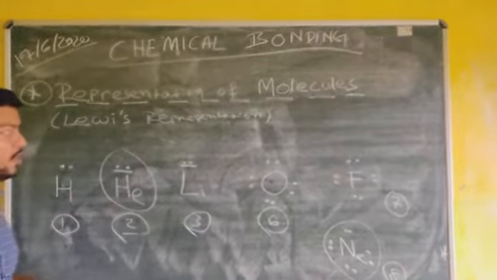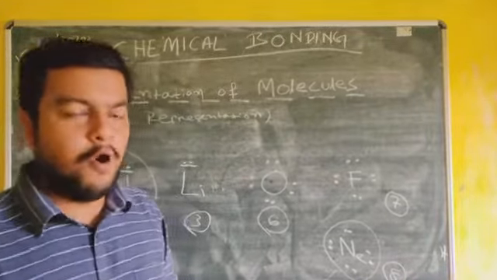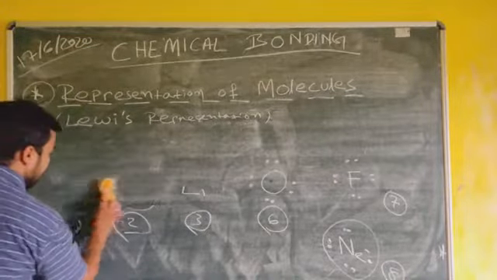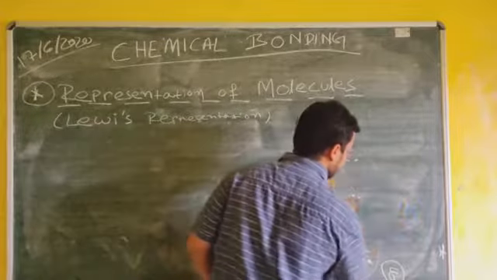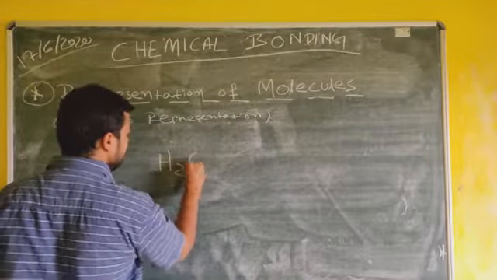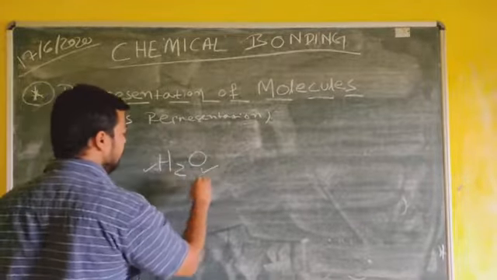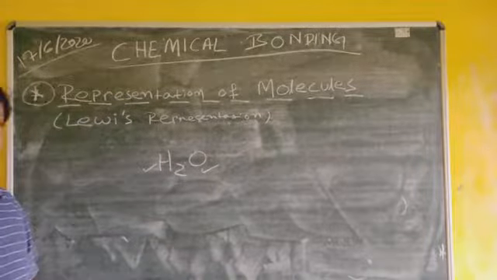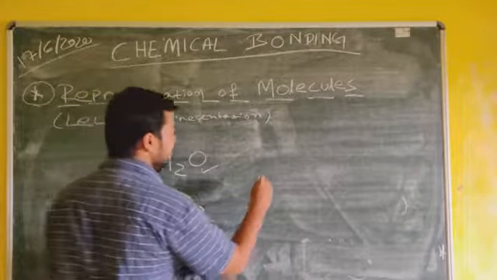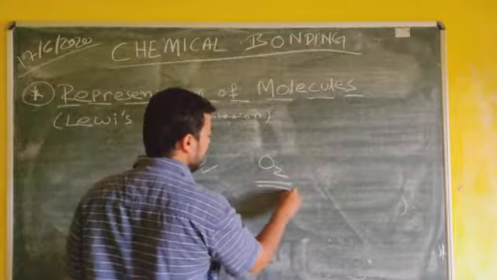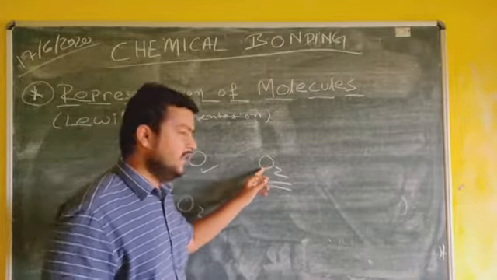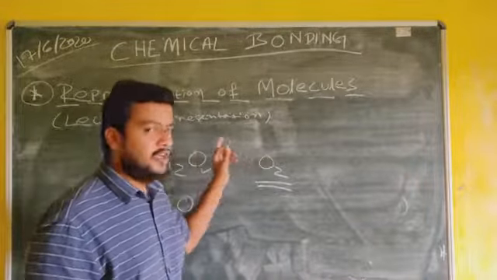So now we will move forward to how to represent a molecule. A molecule is a combination of 2 or more atoms with a chemical bond. For example, a common molecule that you have seen is H2O. That is hydrogen and oxygen, 2 hydrogen atoms and 1 oxygen atom combined. Another one is CO2, carbon dioxide, or you can see even O2, oxygen. There are 2 oxygen atoms combined here. So we will see how to write these structures or how to write these molecules in a structural format.